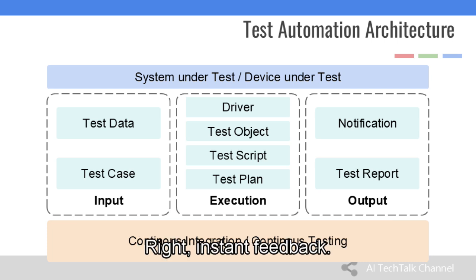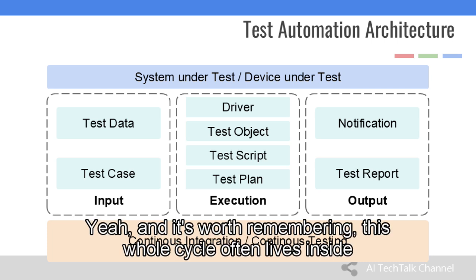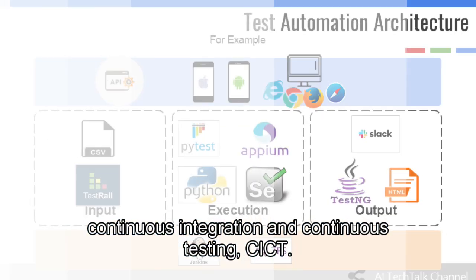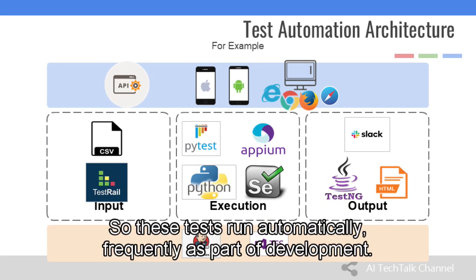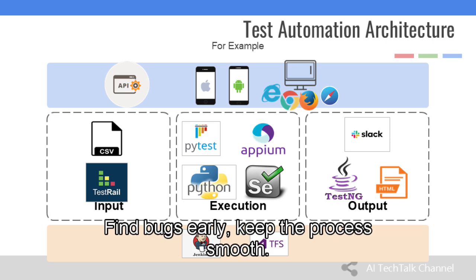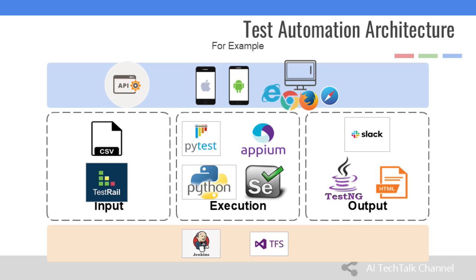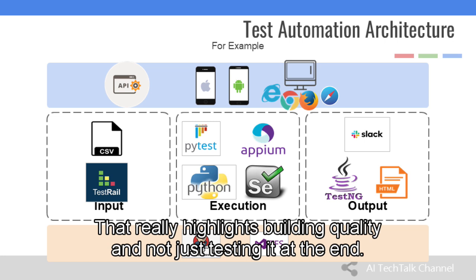Right, instant feedback. And it's worth remembering this whole cycle often lives inside continuous integration and continuous testing, CICT. So these tests run automatically, frequently, as part of development. Exactly. Find bugs early, keep the process smooth. It really impacts the speed and ultimately the quality of the software you ship. That really highlights building quality in, and not just testing it at the end.